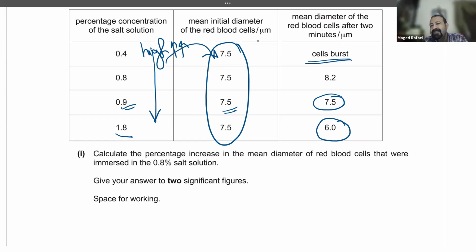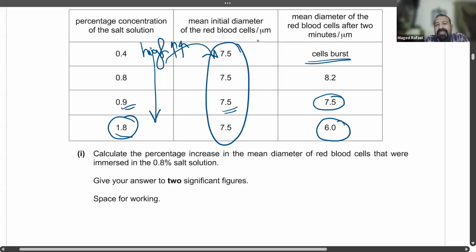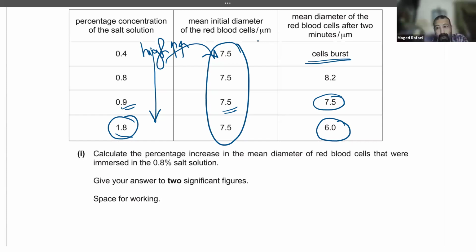This means the cells burst. However, when we have 1.8, this means we have a high salt solution, but low water potential, or low concentration of water. So water moves from the cell to outside, and this means the diameter decreases. You got it, guys? You got it, Masouda?